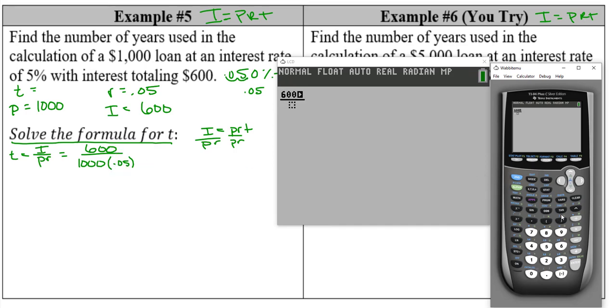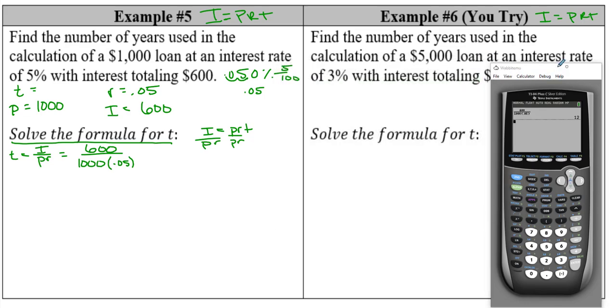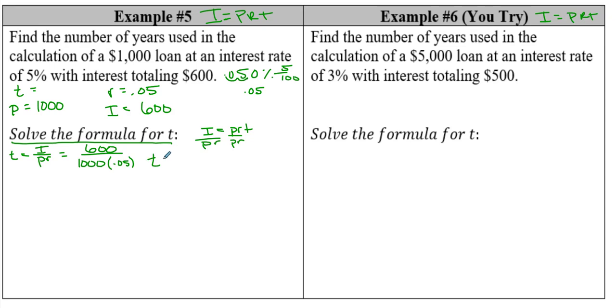So we got 600 divided by 1,000, and then this parentheses indicates I am multiplying. You could just hit the multiply button, but we should get in the habit of using the parentheses. And then enter. Boom, it gives me my nice finite answer of 12. So this is going to be t is equal to 12.